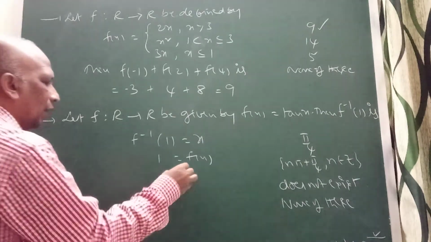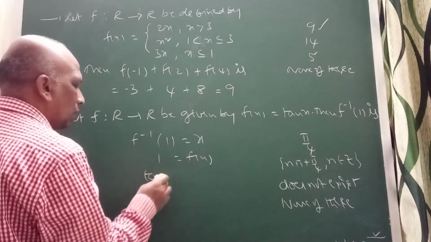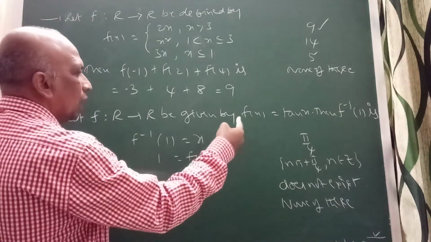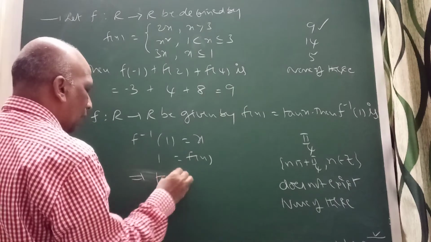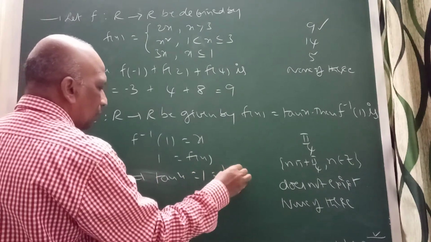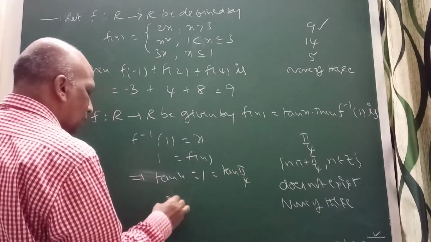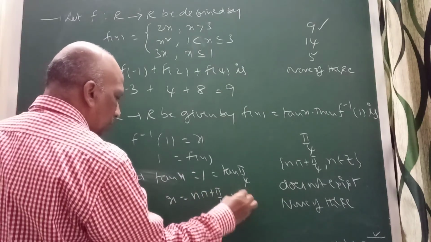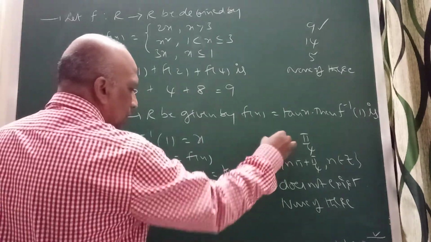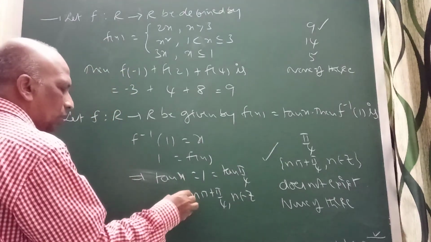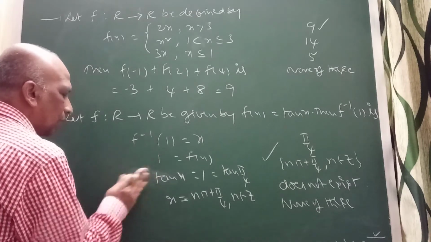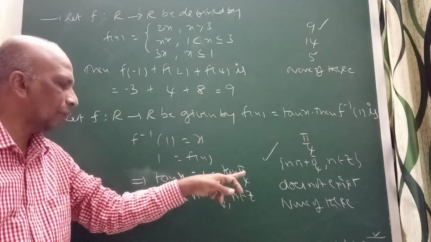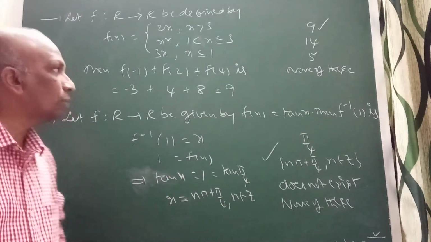What is f of x? f of x is tan x. So tan x is equal to 1, which is equal to tan π/4, right? Then I can write x = nπ + π/4, n belongs to Z. So this is your answer, right? And this is the general solution. Understood, I have written tan x = 1 = f of x, tan x = 1 = tan π/4, x = nπ + π/4.